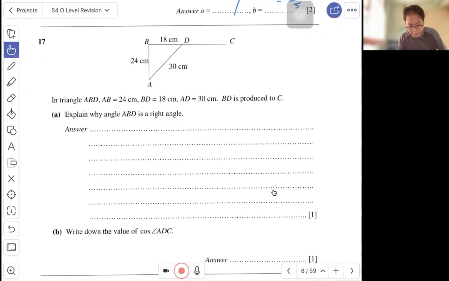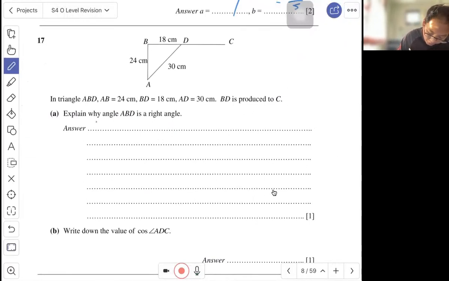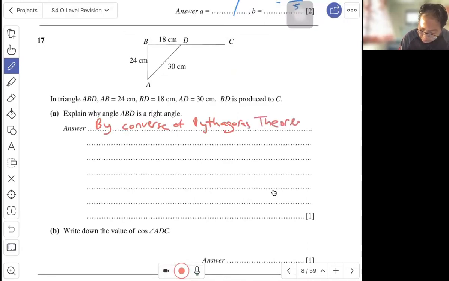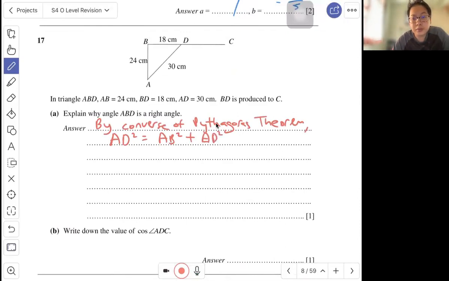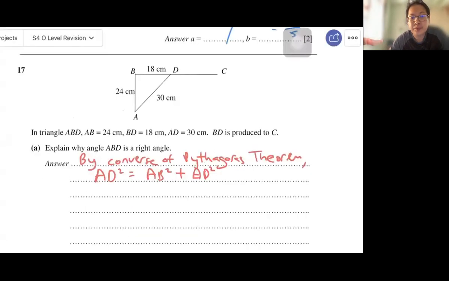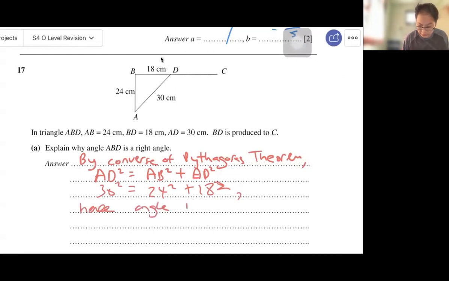Okay, question 17. Explain why angle ABD is a right angle. We use the converse of Pythagoras theorem. So AD squared equals AB squared plus BD squared, 30 squared equals 24 squared plus 18 squared. Hence, angle ABD is a right angle.